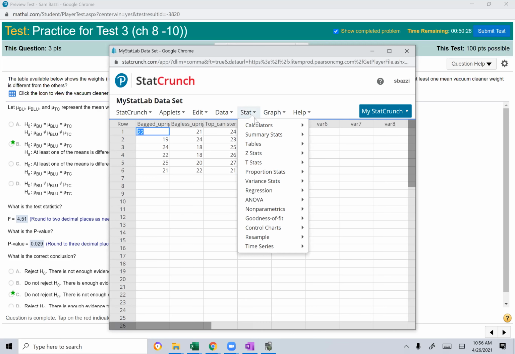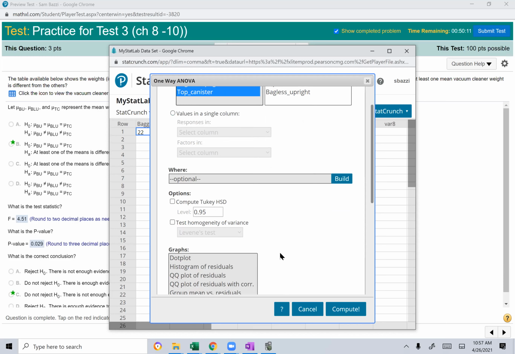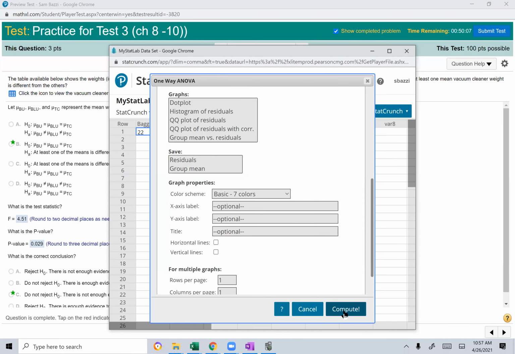Go to Stat, ANOVA, one way. We're not doing two way. Select the columns. Here's how you select the column. Press and hold the control button on your keyboard, and you select them like that. And that's it, I think. Compute.